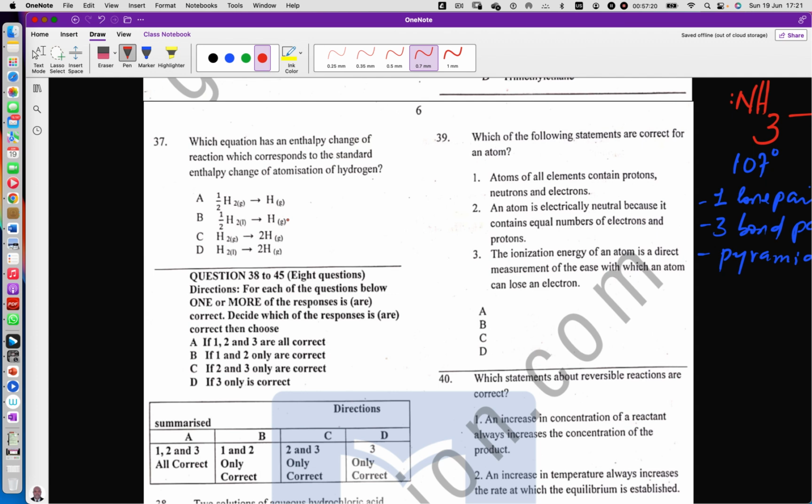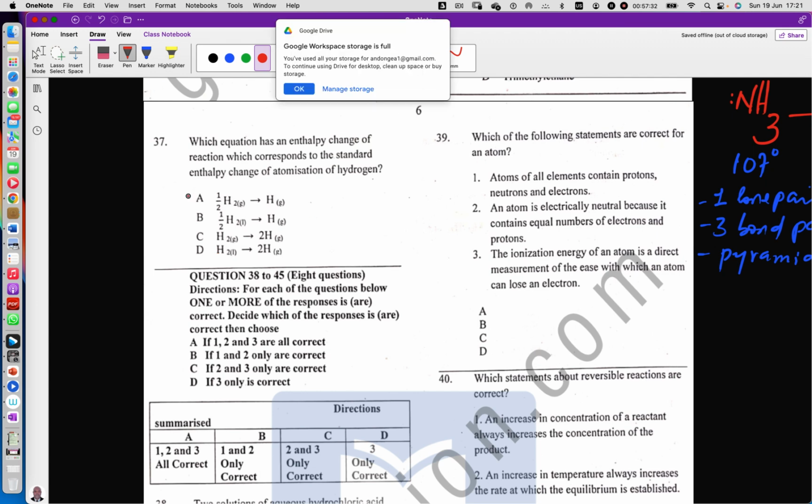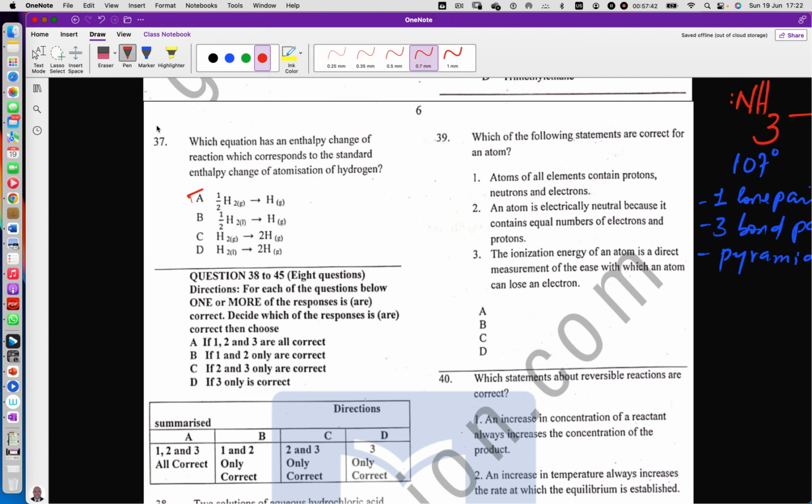I would have said A. Let me first say, yeah. B, no. This one no. This one no. So atomization is A. A is our right answer for atomization. So A is our right answer for question number 37.